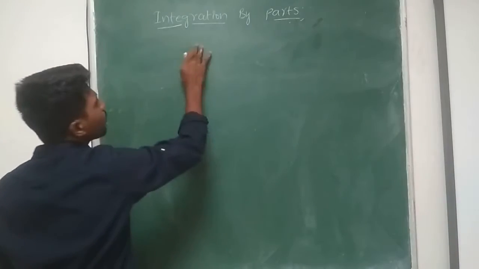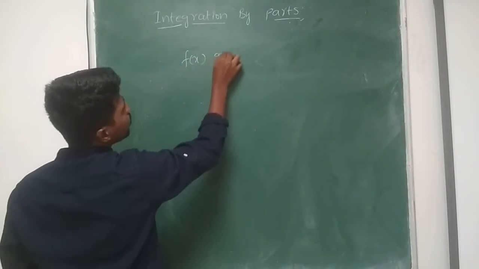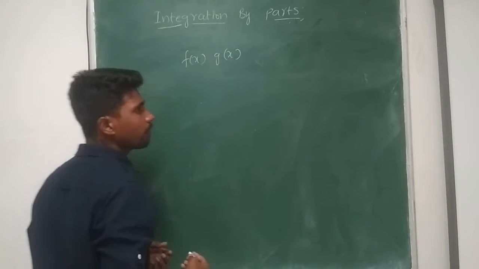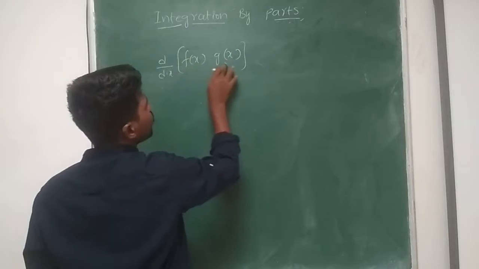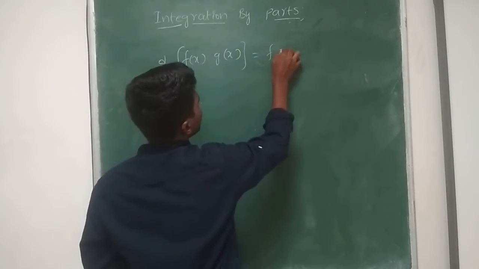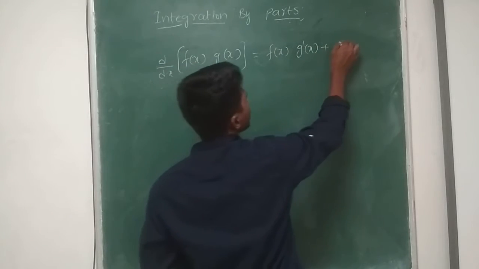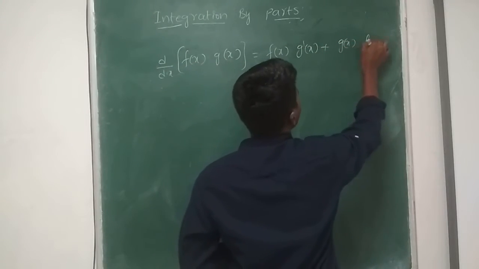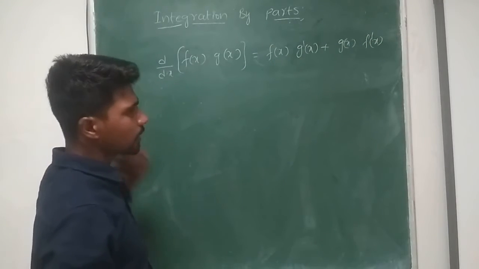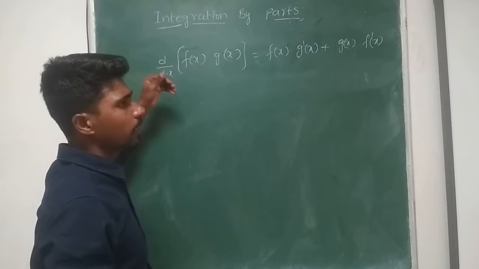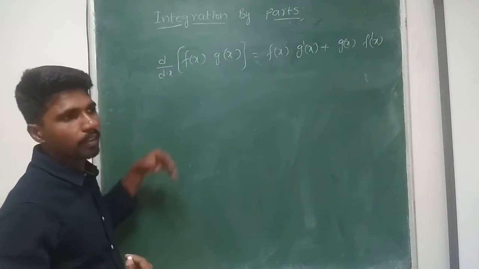See, if I have a product of two functions, which is nothing but f of x into g of x, their derivative can be found by the uv formula, which is nothing but d by dx of u into v is equal to u v dash plus v u dash, right? So if I have a derivative, I have to find its original function.